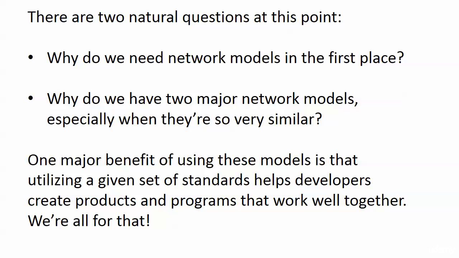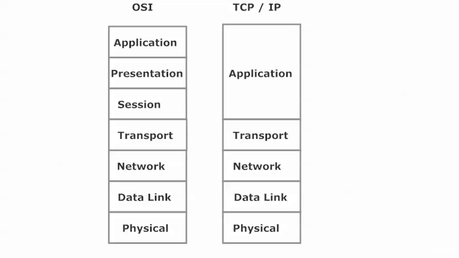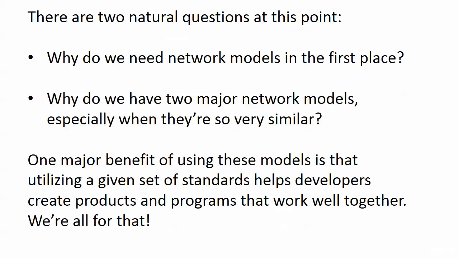But the other question, especially for those of you new to the models, is why do we have 2 major network models, especially since they're so very similar? Now, they weren't similar originally, but they sure are now. I mean, they're pretty similar. So why do we still have 2 of these around? Well, let's talk about the first question first.